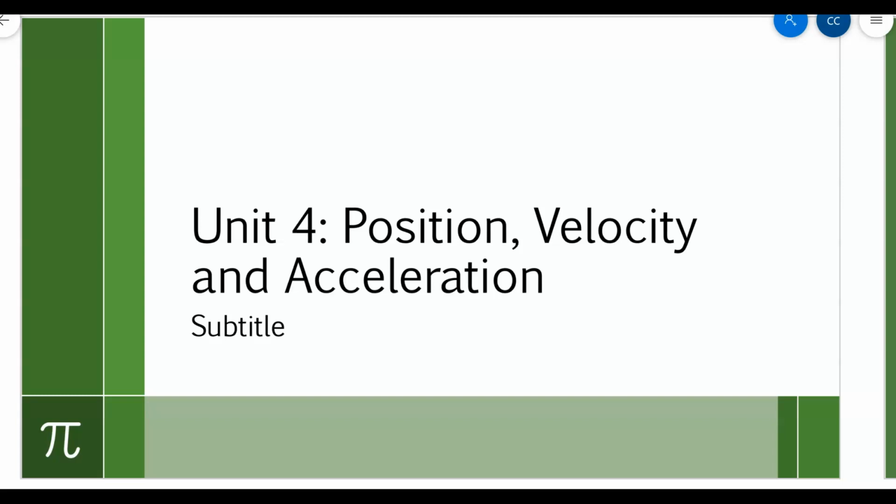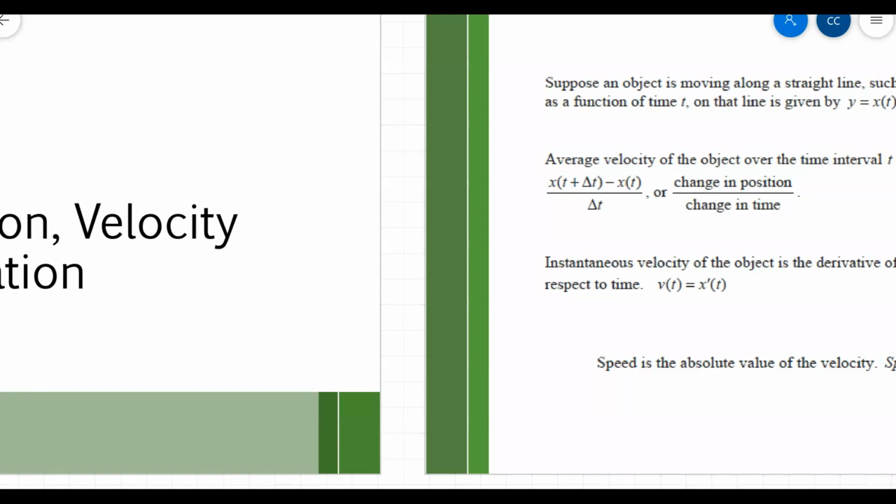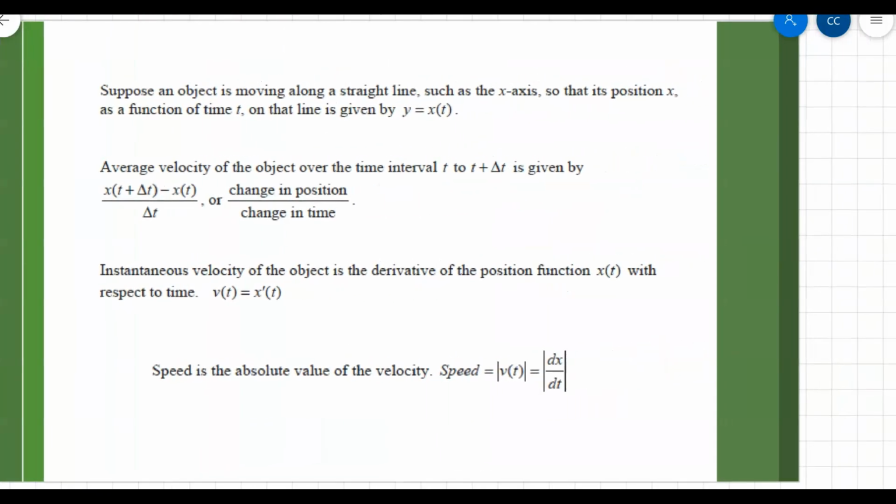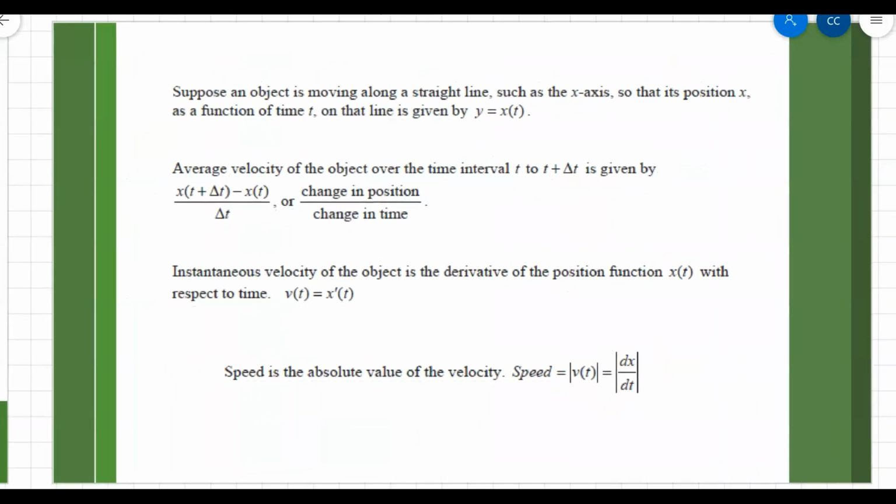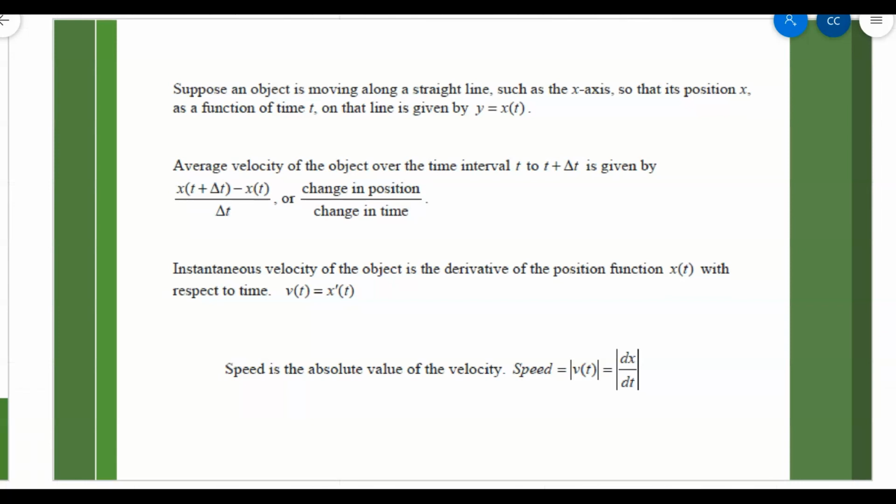We're reviewing Unit 4, Position, Velocity, and Acceleration today. Unit 4 includes some basic formulas that we've previously used. We're going to look at average velocity. Remember, the word average is the same as average from back in the day, where you sum everything up top and then divide it by the change in the bottom.